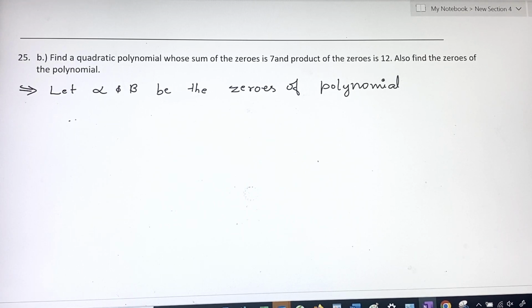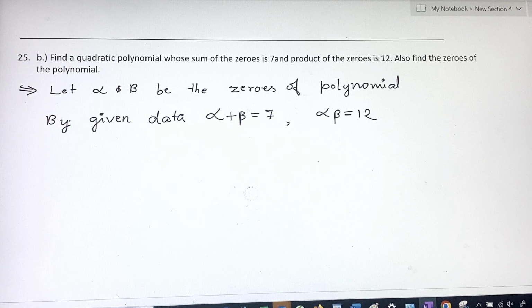Sum is 7. That means by the given data, we'll write everything clearly. By the given data we know that alpha plus beta is 7 and the product is 12. That is alpha beta is equal to 12. Okay, this is by the given data.